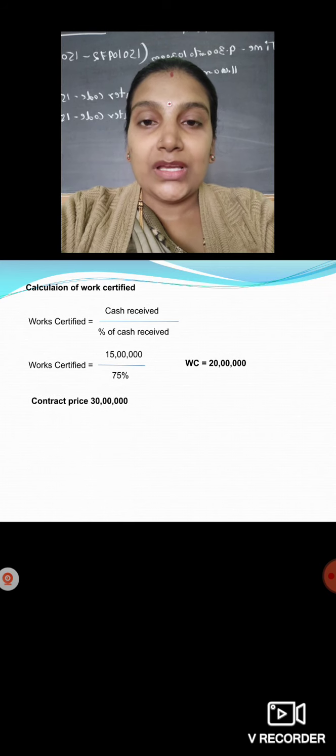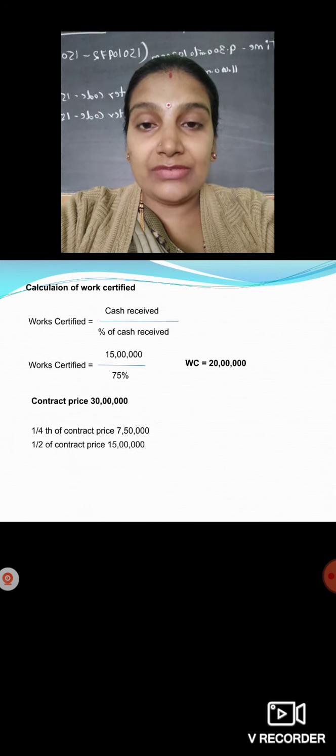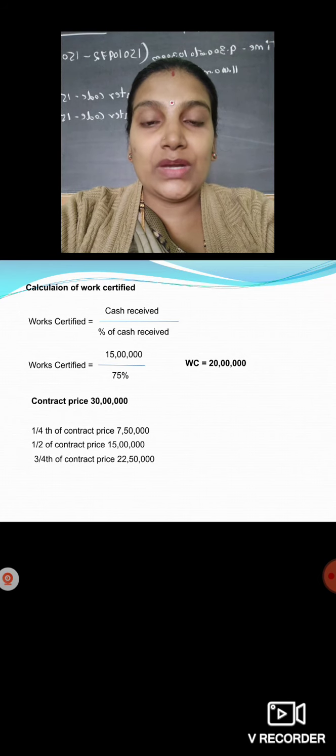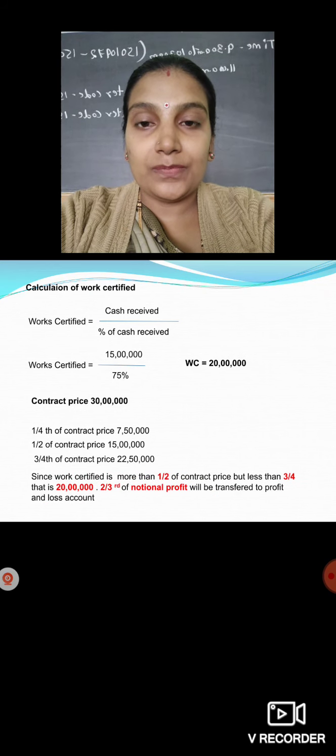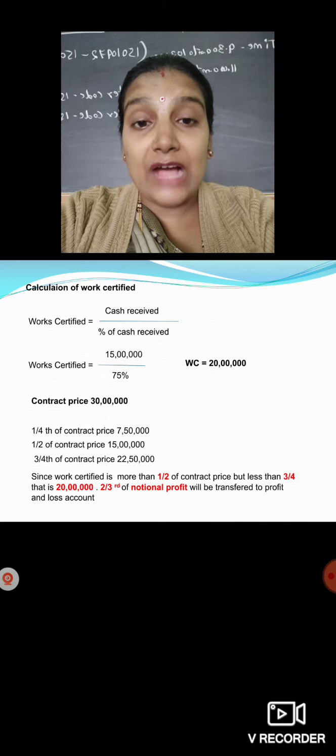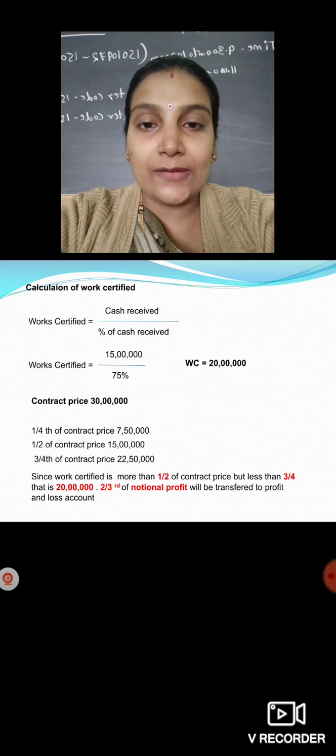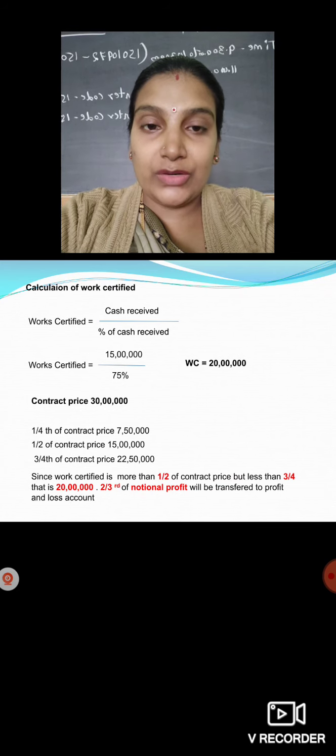20 lakh. So contract price as we have 30 lakhs, 1/4 of it you will get 7,50,000, half of it you will get 15 lakh. Then 3/4 of it, how much will we get? 22,50,000. So 20 lakh lies under, means more than half and less than 3/4. That you should write in the note: since work certified is more than half of the contract price but less than the 3/4 of contract price, that is 20 lakh, 2/3 of notional profit we are going to transfer to profit and loss account.